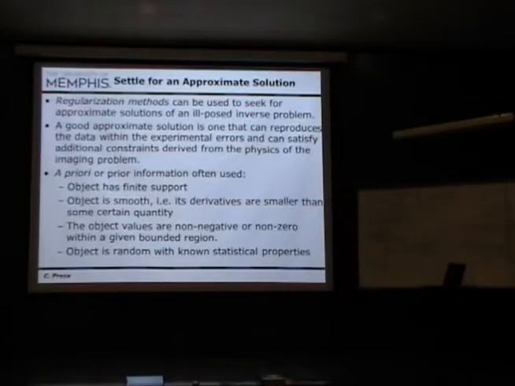And finally, my object might have some statistical properties. So it might have a mean or a variance of a certain probability distribution that I know. All this prior information that I know about the object that I'm looking for is what we refer to here as satisfying. We're trying to find an approximate solution that satisfies these constraints.